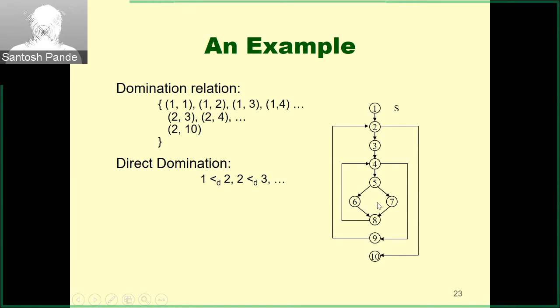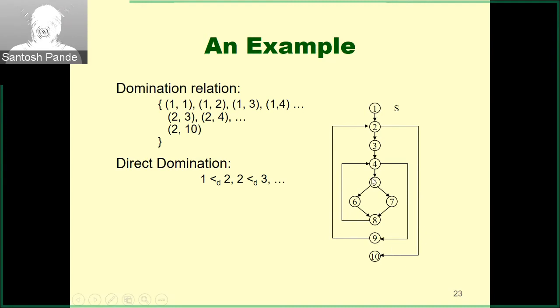So how do we find this dominator relation? That is one question that we have to answer. And the second thing is, by enumerating this relation, I will be able to find out all the nodes that either dominate me.